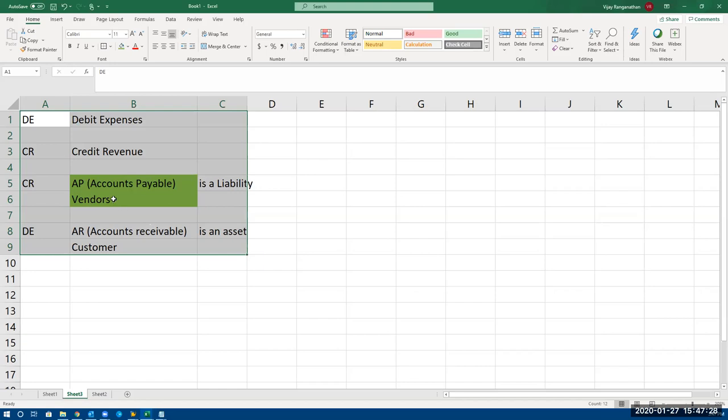So the one thing you should remember is, like I said, vendor is credit. That's one thing you should remember. This is all derived. So now let's derive. What else can we derive? If you debit the expenses, pretty much all the expenses are debit. All the revenues are credit.